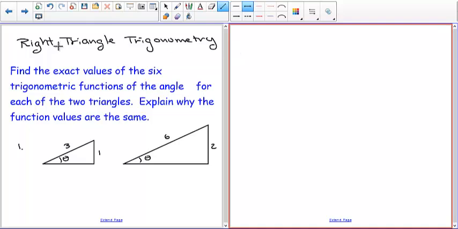So this is the solution to section 3 in chapter 4, which is titled Right Triangle Trigonometry. So let's start off with the first few problems here, and what they're asking us to do is find the exact values of the six trigonometric functions of the angle theta.